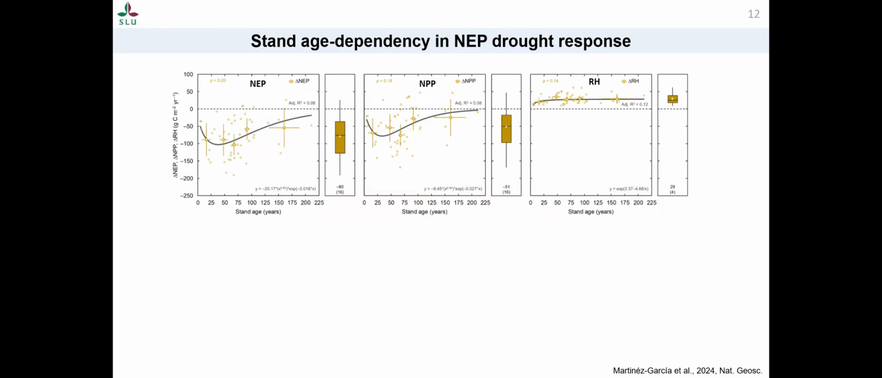Another exercise that we then carried out was to understand how the NEP responded to the drought across different stand ages. And here we plotted the plot-based NEP estimate. As you can see in the left panel, we plotted the NEP over the stand age. And again, it's the difference in NEP during 2018 compared to the normal year, 2016. And we can see that in the younger forest, we saw the greatest reduction in NEP.